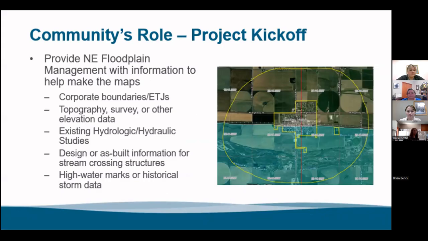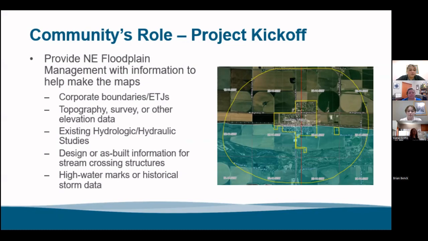So at project kickoff, your main responsibility is to provide the state, if we are the ones that are doing the mapping project, work with us to provide us information about your community that will go into creating these maps. So your corporate boundaries, if you have any inaccuracies that are shown on our current maps, if you've gone through any annexations, if you've adopted an ETJ, an extraterritorial jurisdiction, things like that we need to know so that we can incorporate those into the new maps.